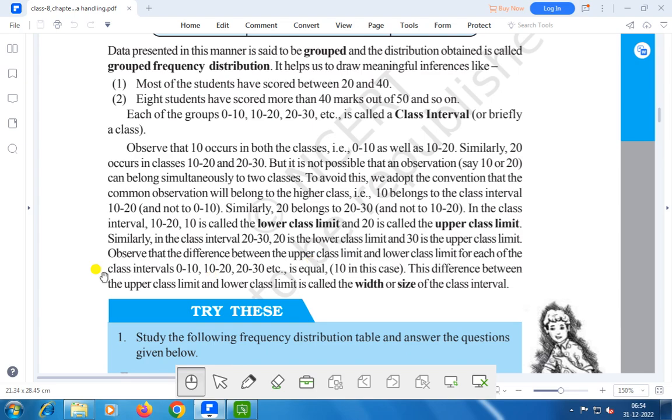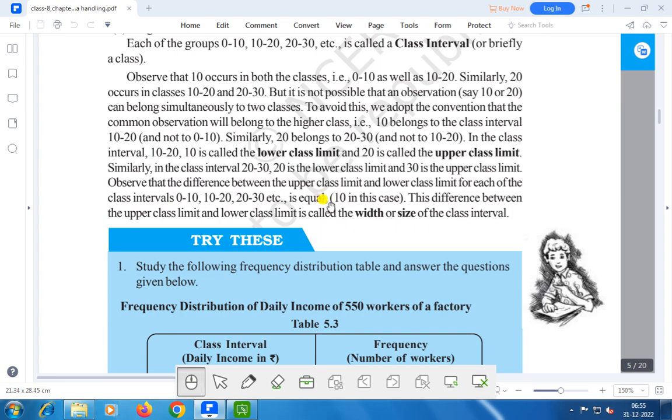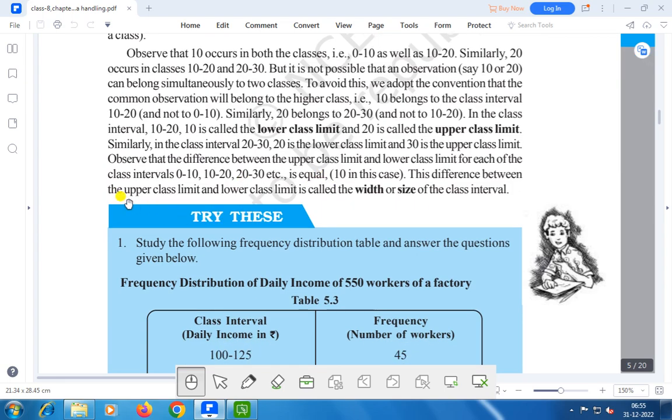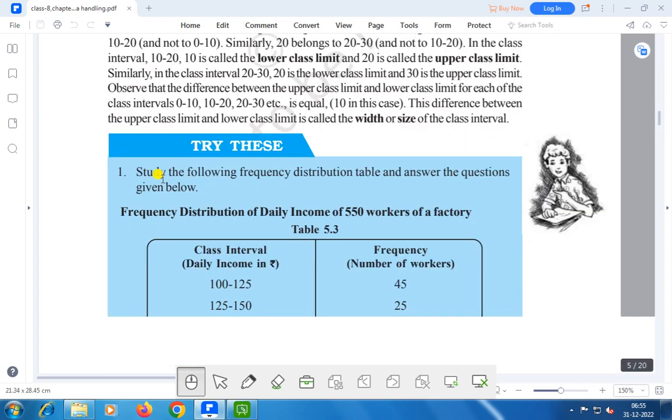upper class limit. Observe that the difference between the upper class limit and lower class limit for each of the class intervals 0 to 10, 10 to 20, 20 to 30, etc. is equal, 10 in this case. The difference between the upper class limit and the lower class limit is called the width or size of the class interval.